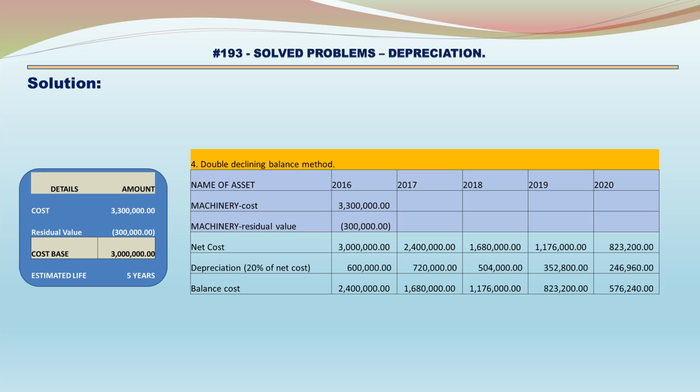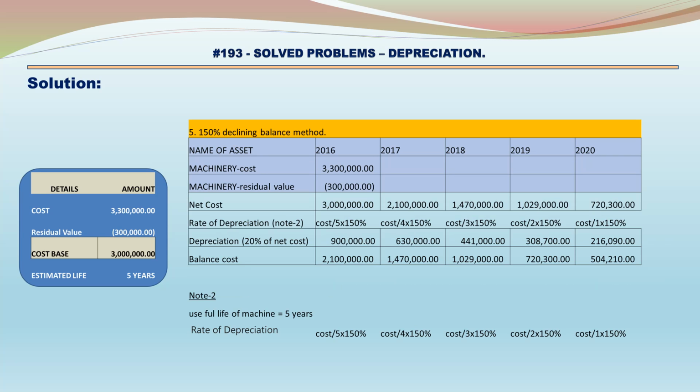Net cost 1,176,000. 2019 beginning balance 1,176,000. Depreciation at 20% on 1,176,000 is equal to 352,800. Balance cost 823,200. In the beginning of 2020, the machinery cost is equal to 823,200. Depreciation 20% of 823,200 is 246,960. Balance cost is 576,240, and it will continue further in the same pattern.